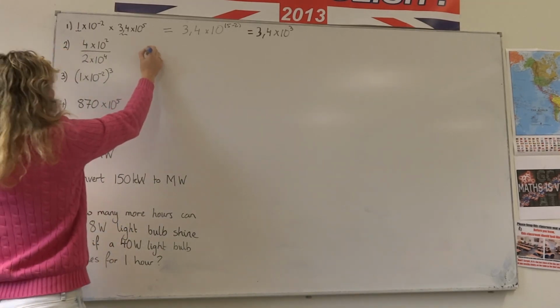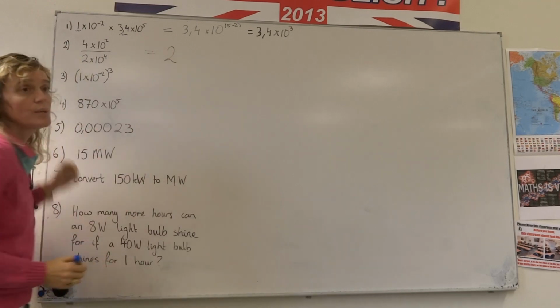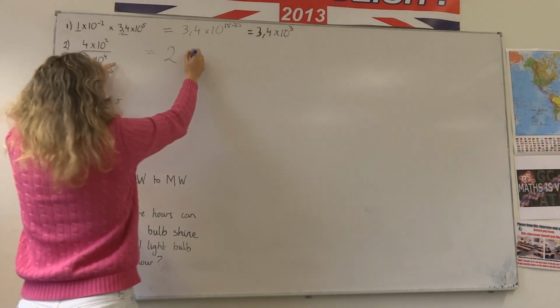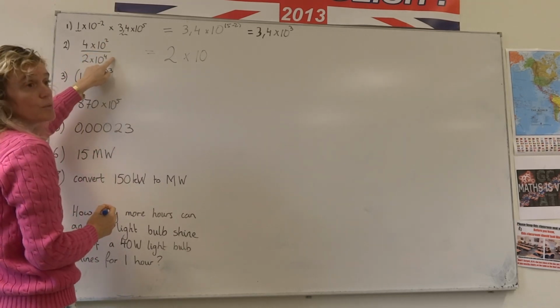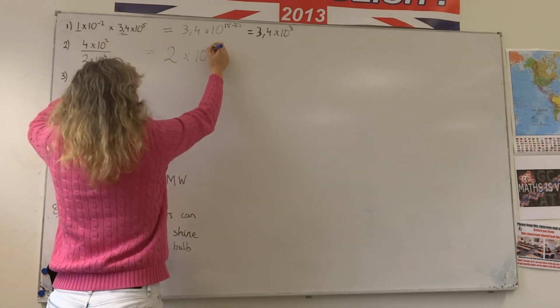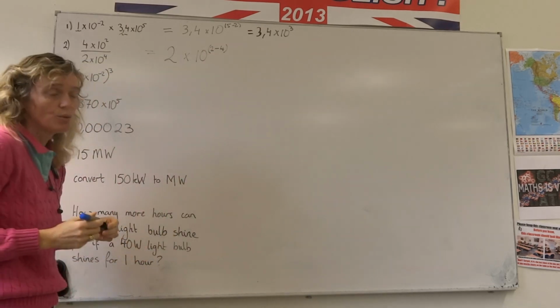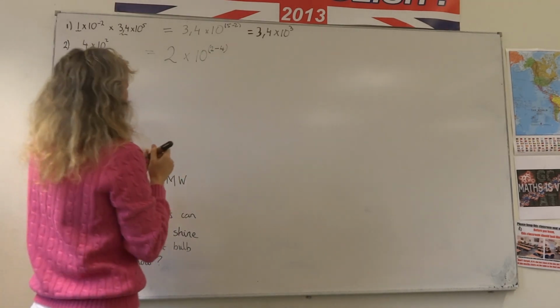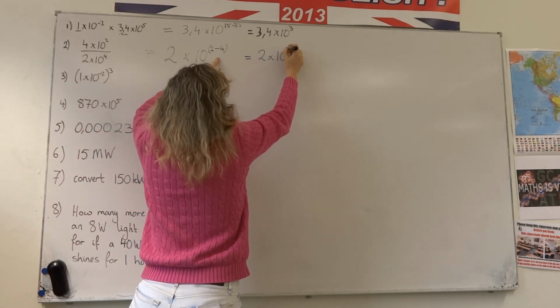This one, same thing. You do 4 divided by 2, which is 2, times 10 to the, and when it's a division, you subtract the bottom power from the top one. 2 minus 4. 10 to the power of 2 minus 4. 2 minus 4 is minus 2, so it equals 2 times 10 to the power of minus 2.